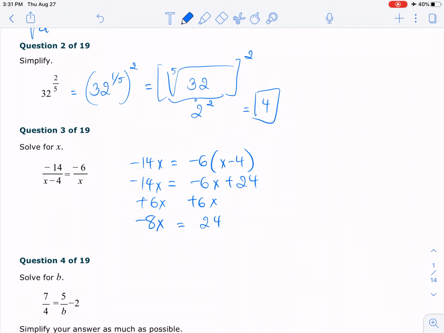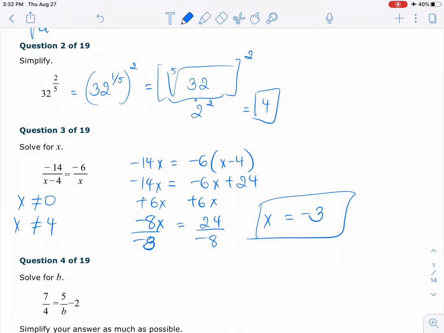The most important thing about rational equations is that when you solve it, you're going to have to check your solution. So make sure your solution cannot be 0 or 4, because these two will make the denominator equal to 0, and we don't want the denominator to be 0. In this case, we have x equals negative 3, so we don't have to worry about it.